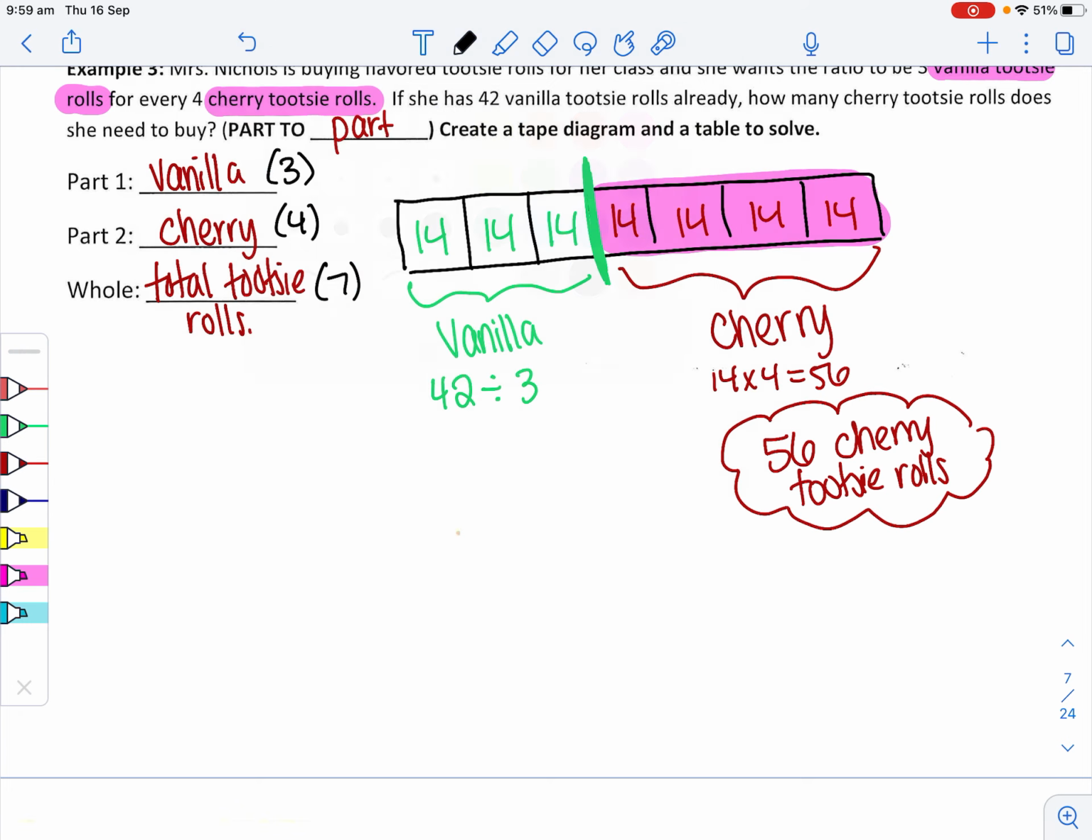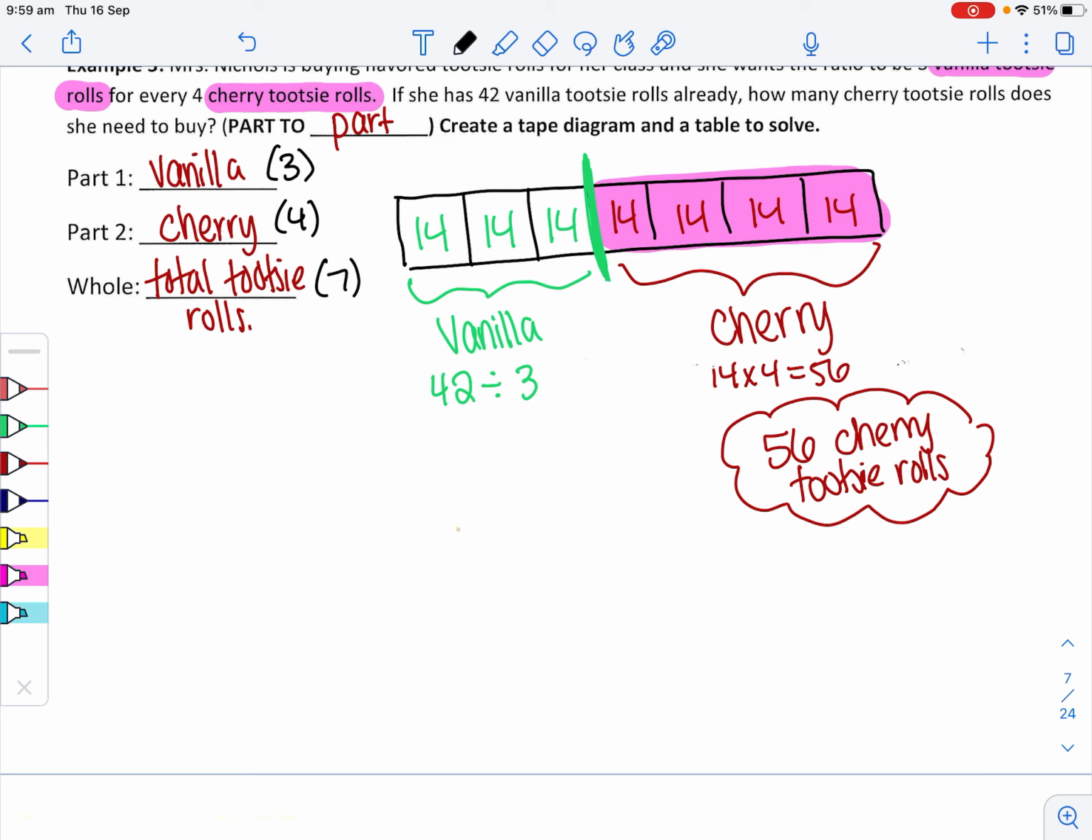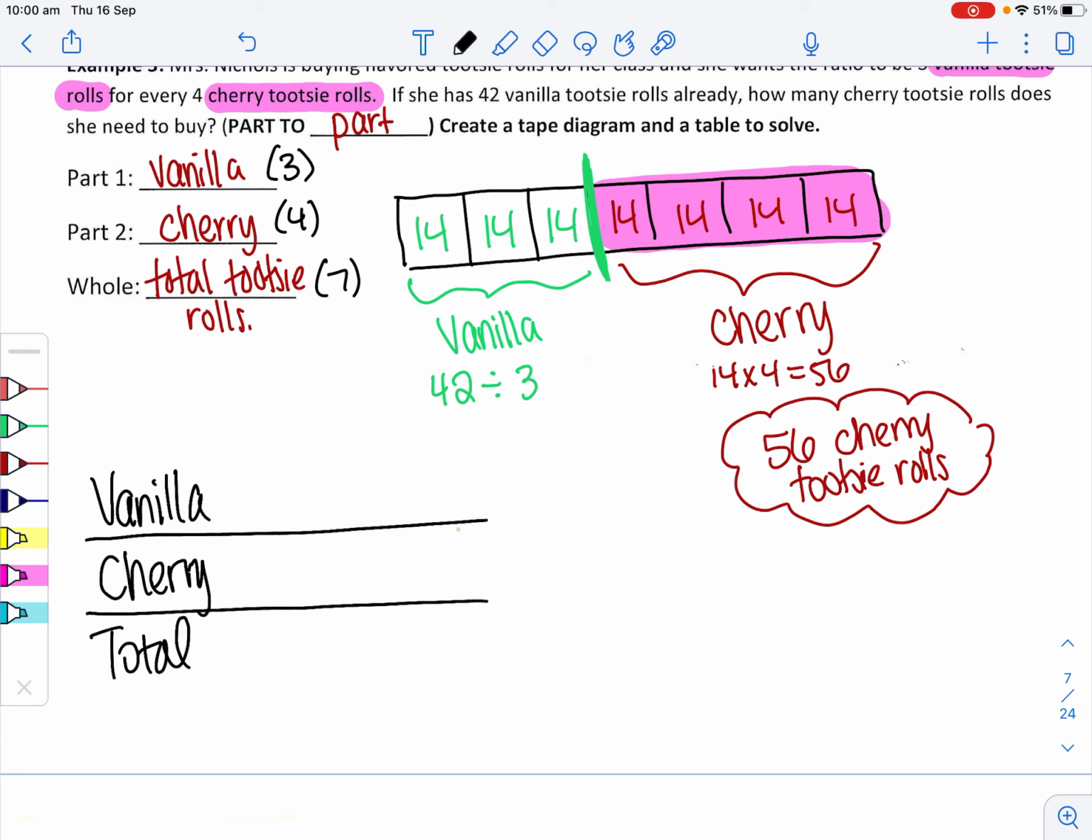For my table, I'm going to take my 2 parts and my whole and create a table with that information. So I'm going to have vanilla, cherry, and total. And I know that my vanilla to cherry is a 3 to 4 relationship and that the total is 7 because 3 plus 4 is 7.